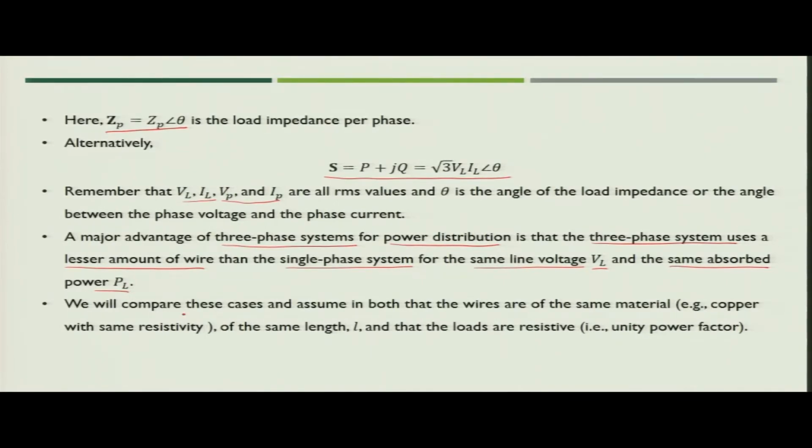So, what we will do, we will first assume that in both of the systems, one is 3-phase and another is single phase system, we are using the same material, that means copper with the same resistivity and same length of wire, let us say the length of the wire is L, and for simplicity we will assume that the loads are resistive, that means the load is having unity power factor.